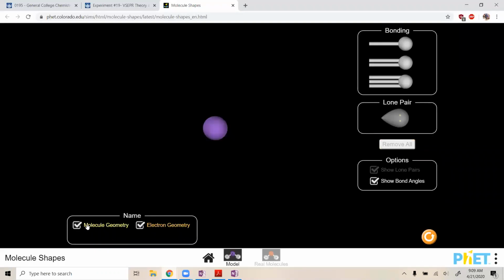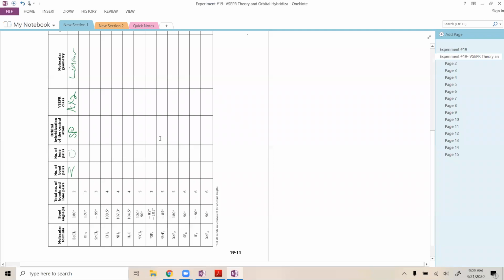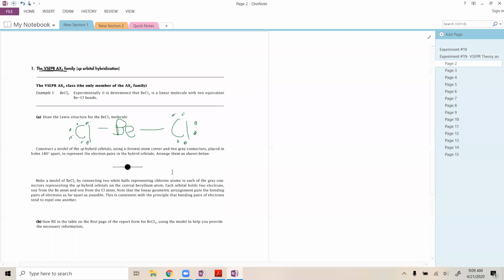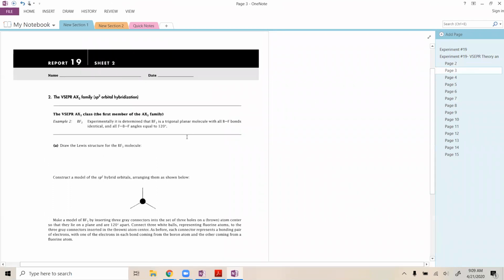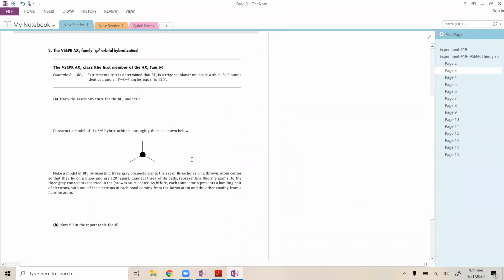Now, when we move on to our next part, that was the end of part 2, right? We filled that part in, there's no more questions. We can move on to part 3. Part 3 has us asking about, all right, we need a Lewis structure of boron fluoride.